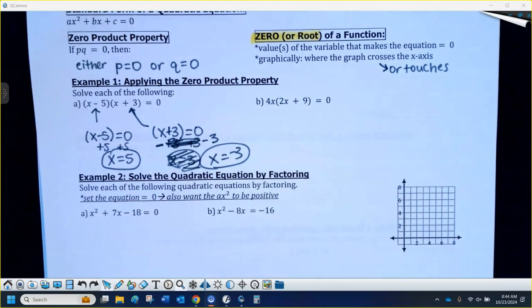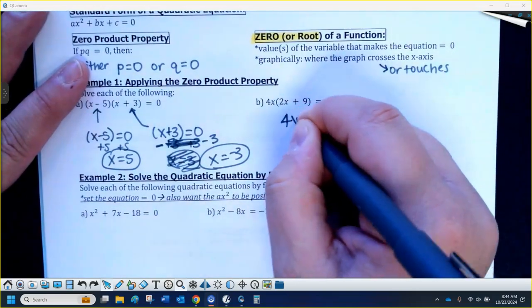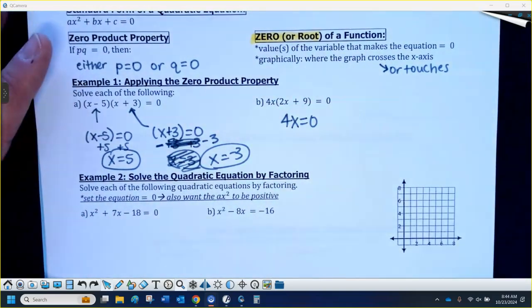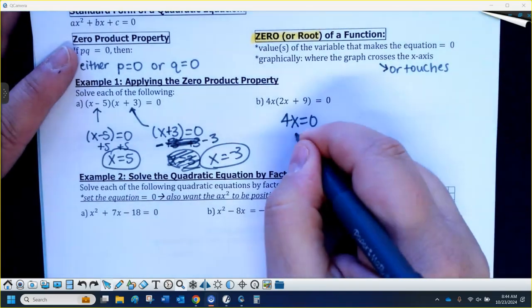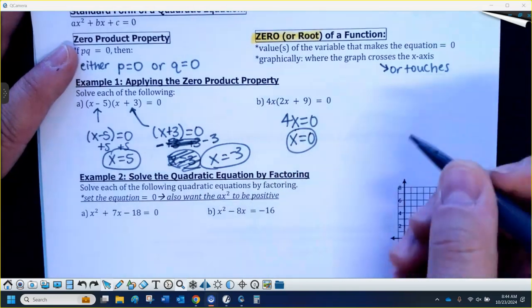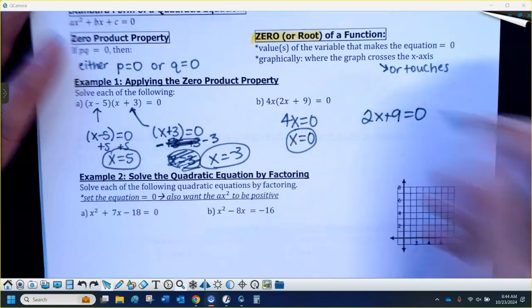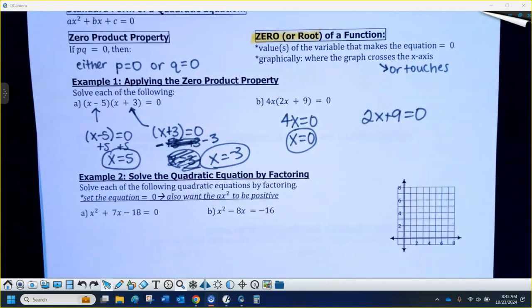All right, now, this one's a little weird. If you just have a greatest common factor, okay, that 4x, if that was equal to 0, that would wipe the whole thing out. What would x be in that case? 0. And so 0 can be one of your answers. Now the other one, you have 2x plus 9. If that was 0, that would also give me another solution.